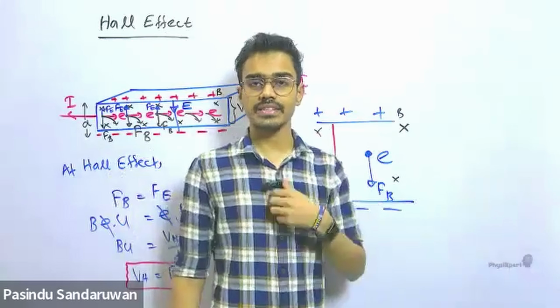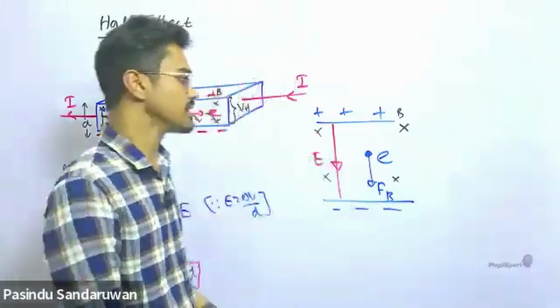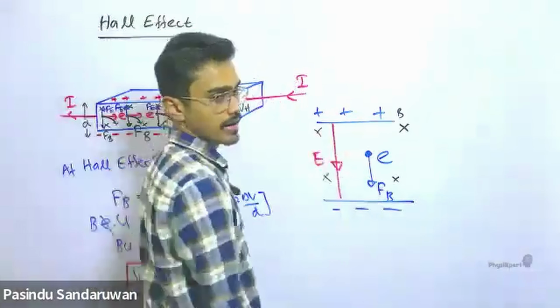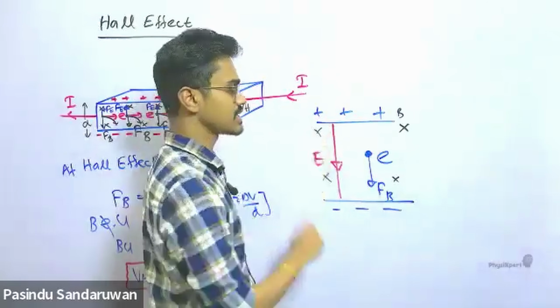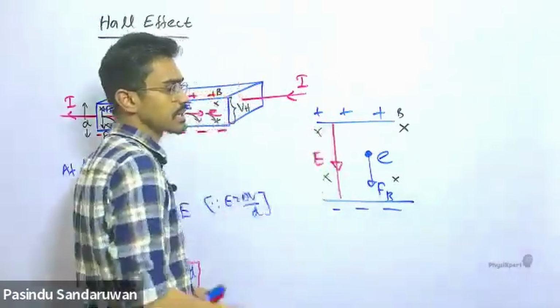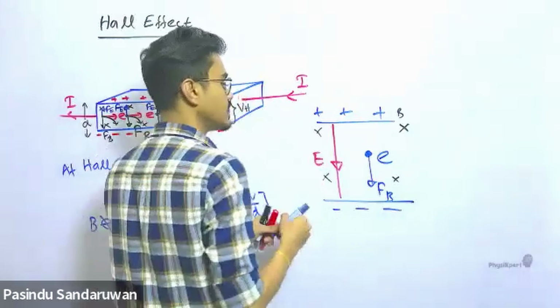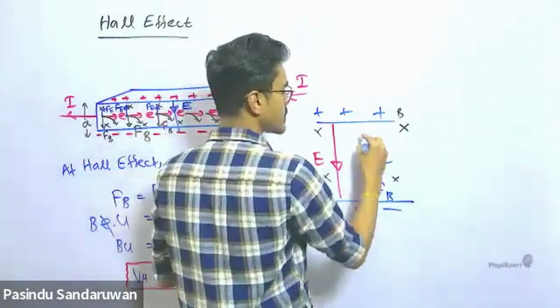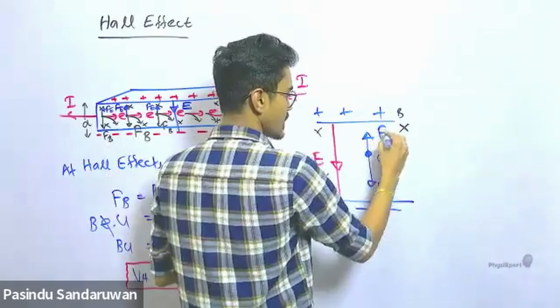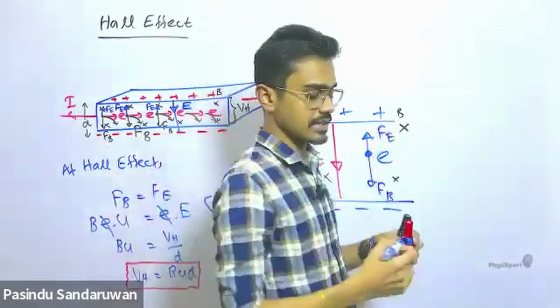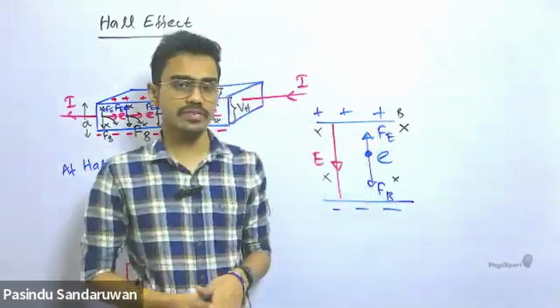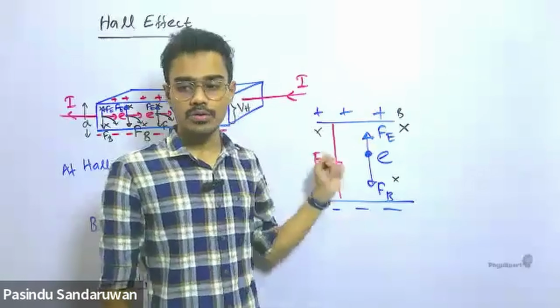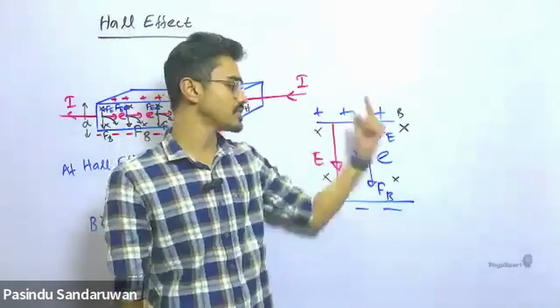On the new electrons, there are now two fields. One force is due to the magnetic field, FB, acting downwards, and because of the electric field there is another force acting upwards, because the direction of force due to an electric field on negative charges is opposite to the direction of the electric field. Since the electric field is downwards, the force due to the electric field acts upwards.